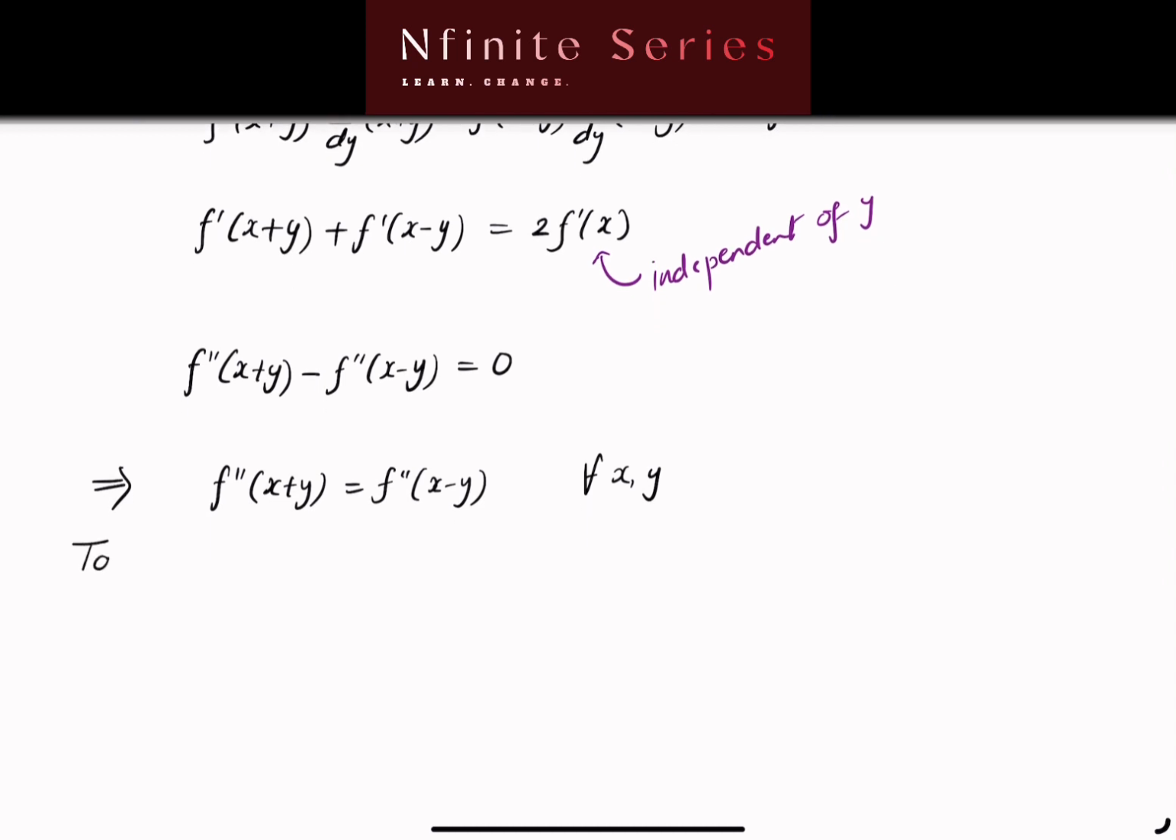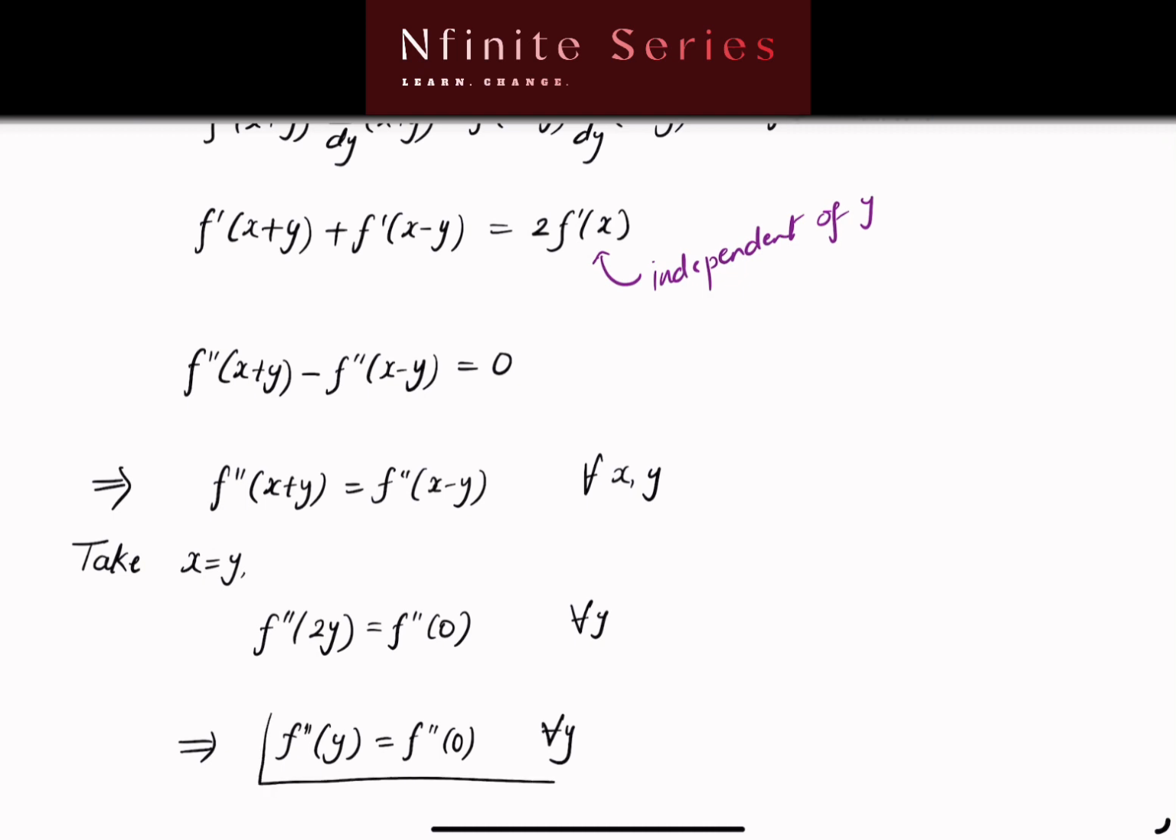Now, this is very good. What we do now, because we have to show that f double prime is a constant, is take x equal to y, and we get the following. f double prime of 2y is equal to f double prime of 0. This happens for all y. Because this happens for all y, replacing y by y over 2, you can conclude that f double prime of y is actually equal to f double prime of 0 for all y. This means that f double prime of y is a constant independent of y, and this proves the answer.